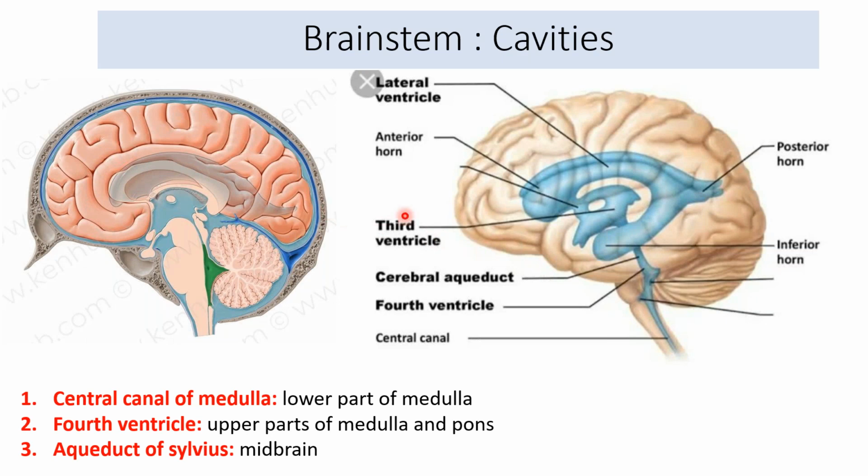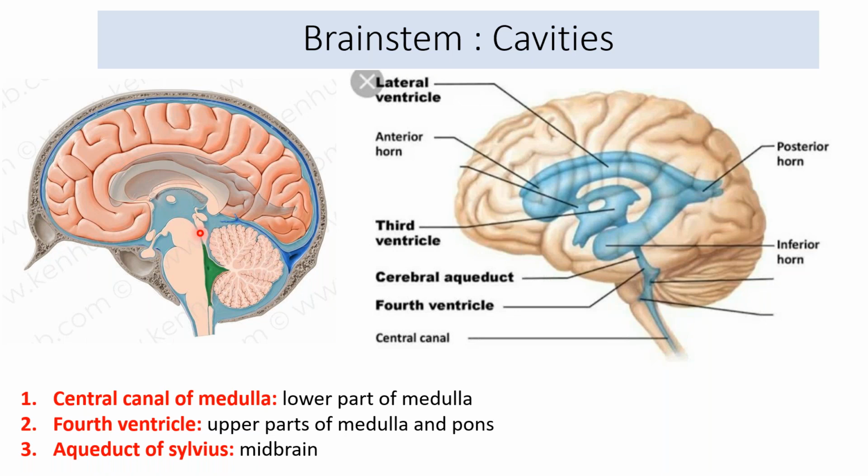Now there are certain cavities in relation to the brainstem. So we begin with the midbrain first. This is a lateral view. This is the midbrain. You can see the superior colliculus and inferior colliculus behind, and in front is the tegmentum area of the midbrain, or the ventral aspect of the midbrain.